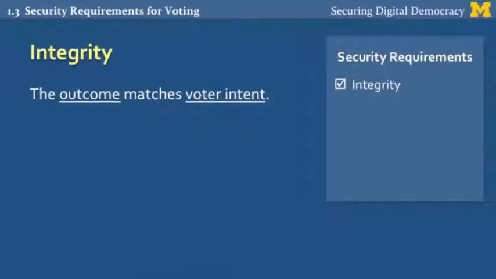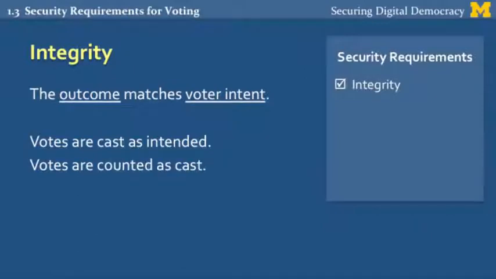So another way to phrase this requirement is to break it down into two parts. A, that votes are cast as intended, and B, that votes are counted as cast. There's room for fraud or error in both places, and this is what election systems need to be engineered to avoid.